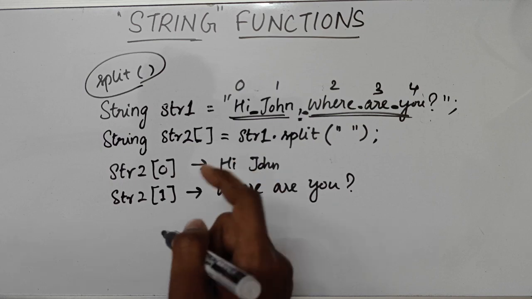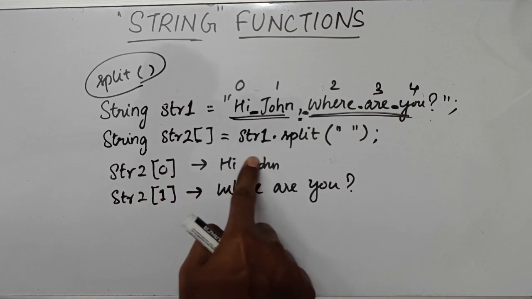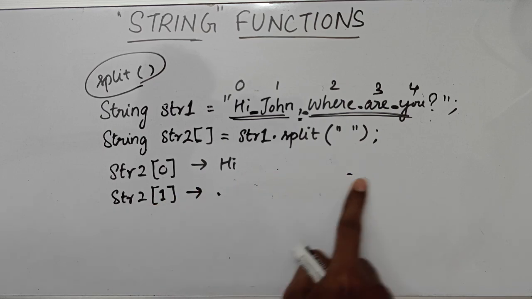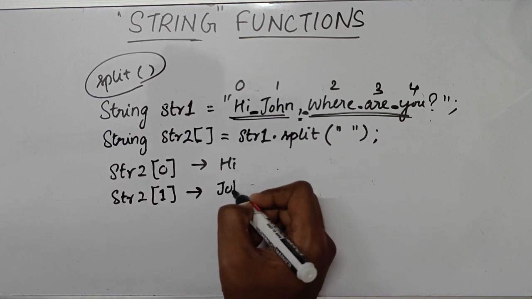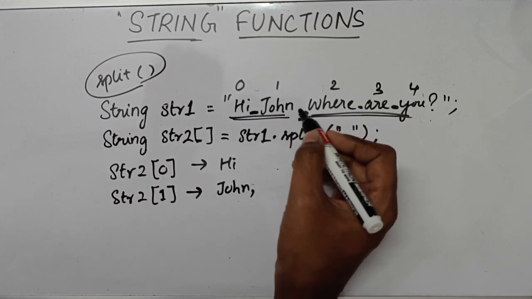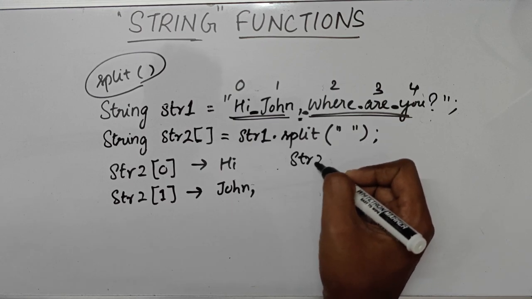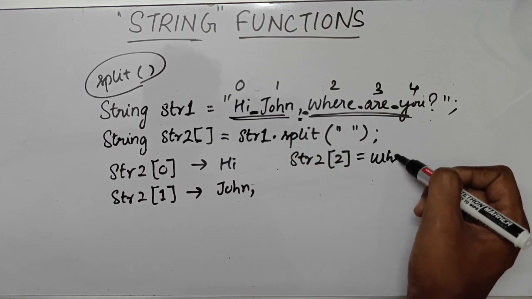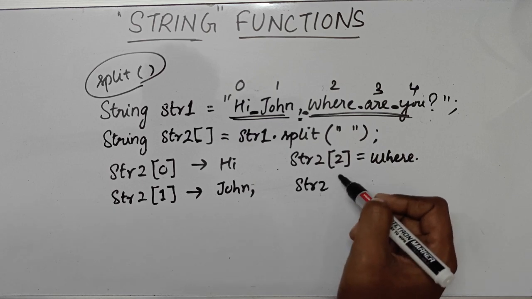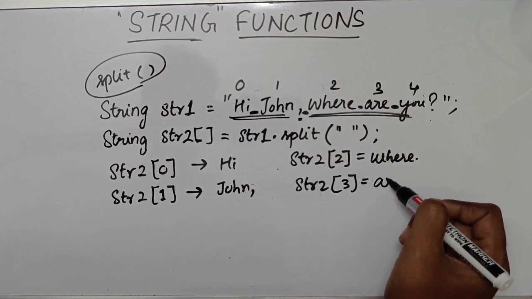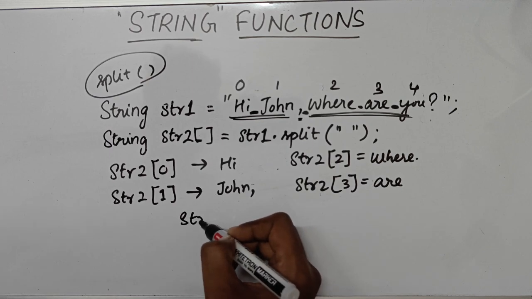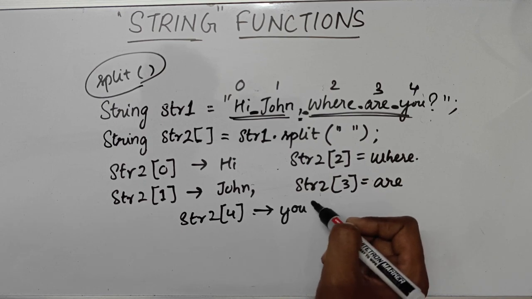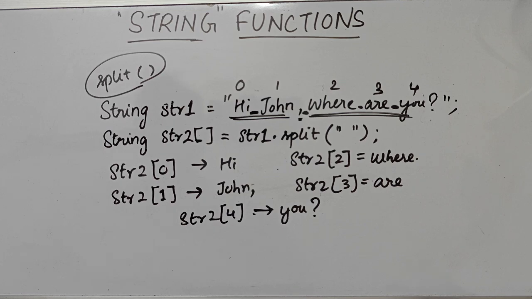So what will be the output? In string 2 of 0th index, we can find hi. In index number 1, what will you find? You'll find John and a comma, because there is no space between John and comma. If I say str2 of index number 2, I'll find where. If I say str2 of index number 3, I'll say r. Str2 of index number 4, I'm going to find u with the question mark. So this is how split method works.